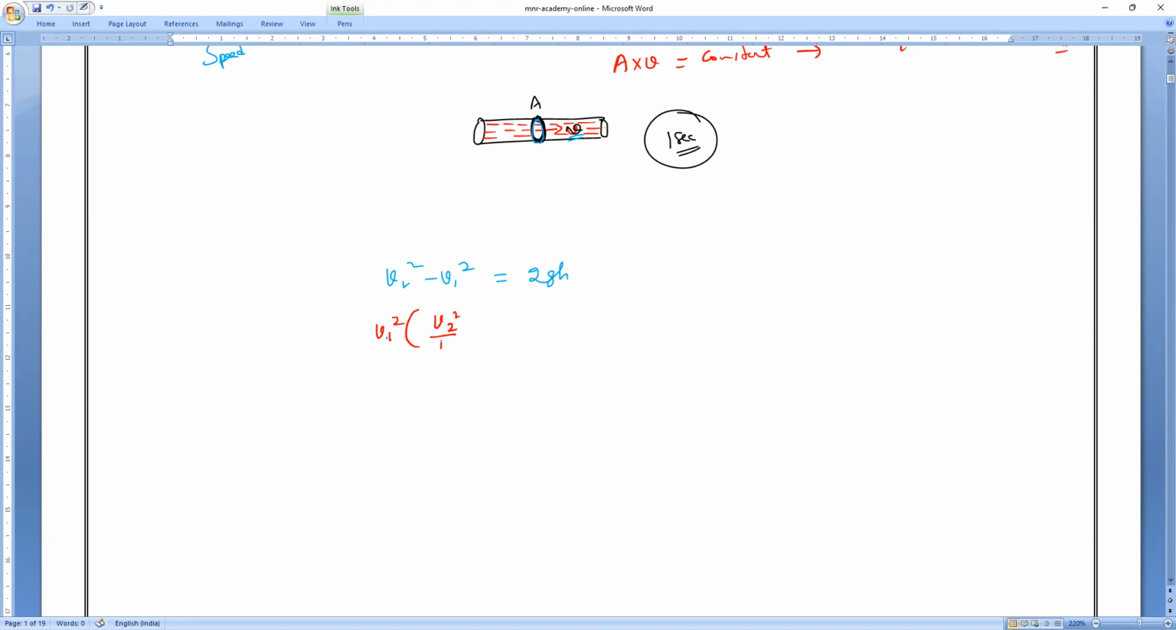V2 square divided by V1 square minus 1. Is it okay, Rudresh? Understand, Laksha? I'm taking V1 square common. Again, if you multiply, you'll get the same thing. Now I will write this as V1 square into V2 divided by V1 whole square minus 1, which is equal to 2gh. By this time your mind should say something. What is that? We have got, from the equation of continuity, V2 by V1 is equal to something. Anybody? What is that? A1 by?